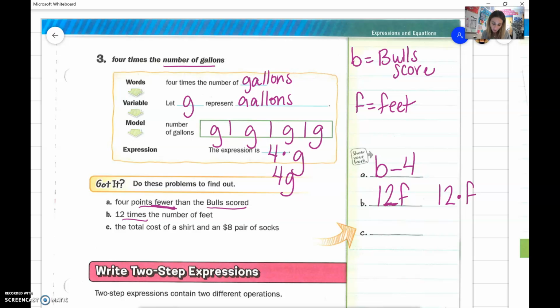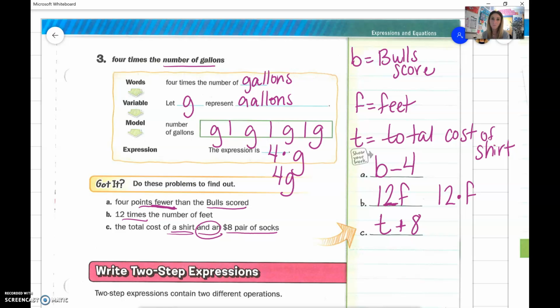Okay? All right, the total cost of a shirt and an $8 pair of socks. So let's do T equals the total cost and an $8 pair of socks. So we're going to use our T for the total and an $8 pair of socks. So I guess total cost of shirt is what I probably should have put. So it's the total cost of the shirt and an $8 pair of socks. So it's T plus 8.